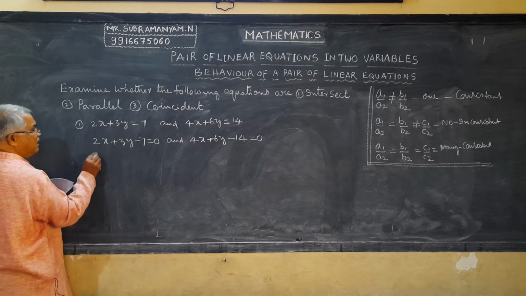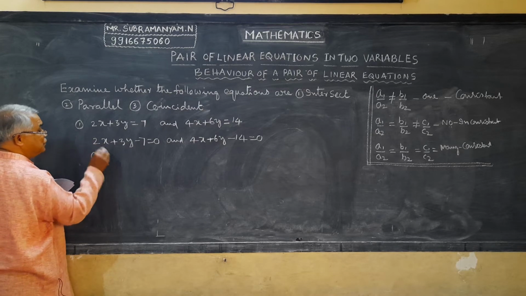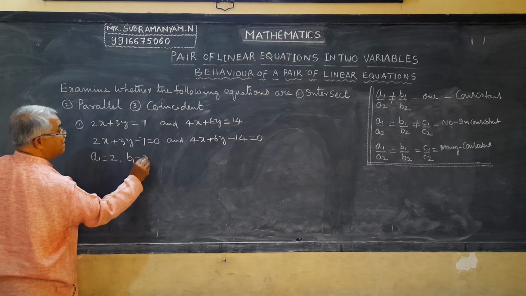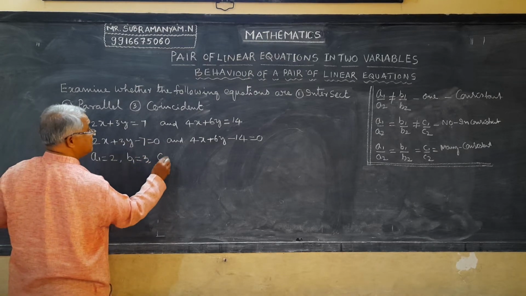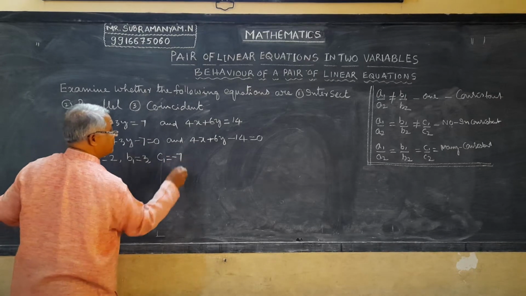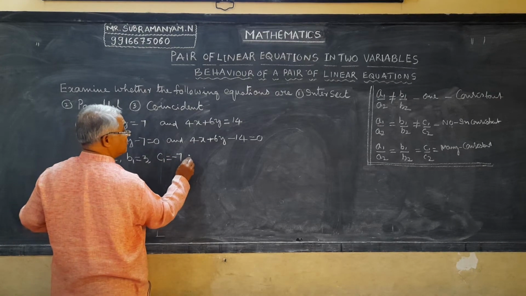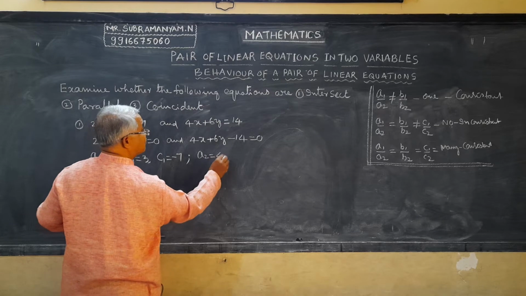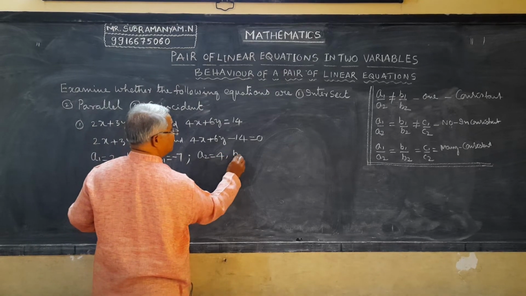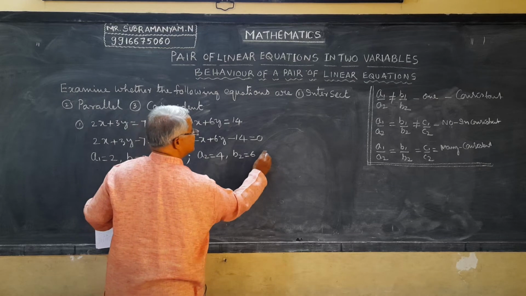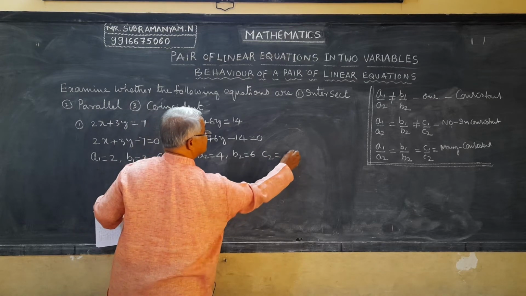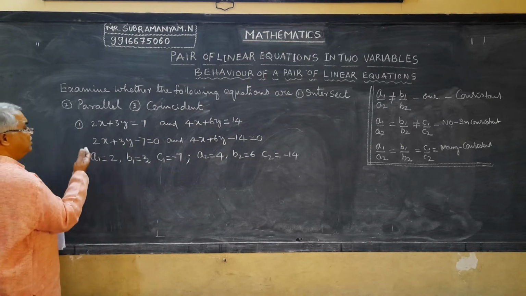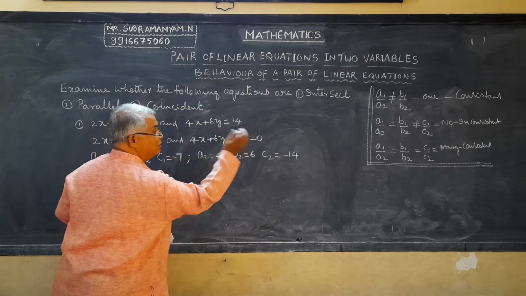Now, what is the value of a1? It is 2. b1, it is 3. c1, it is minus 7. Now, what is the value of a2? It is 4. b2, 6. c2, it is minus 14. We have learned so many problems in the previous videos. Just identify, find out a1, b1, c1, a2, b2, c2.